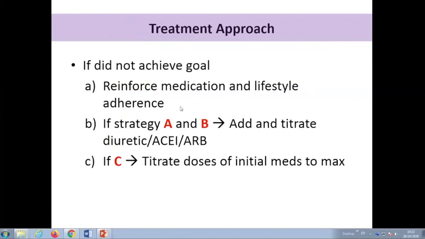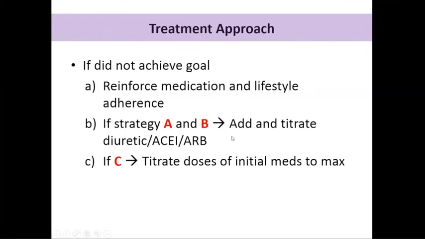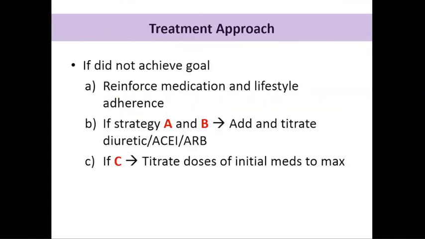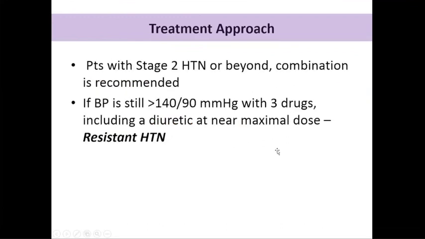If strategy A and B, the ones I told you earlier, maximize the dose or add in a second drug, add and titrate diuretic, ACE inhibitor, ARB. If still not controlled, you can also choose strategy C, combination, and increase the dose, the one I told you earlier. Okay. If the patient has stage 2 hypertension, combination is recommended.